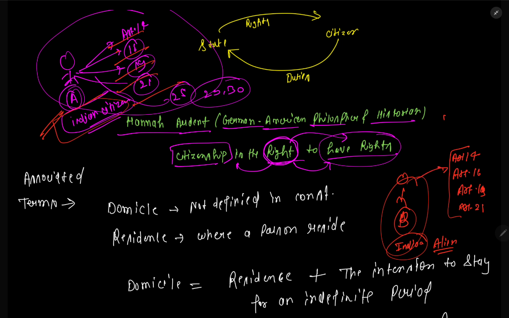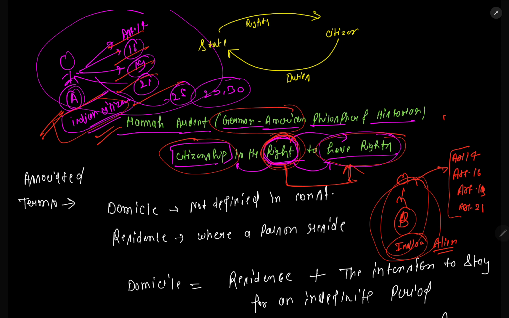No. If you don't have the right of citizenship, you cannot have the rest of the rights. Clear? So the right to citizenship is the window, a right which will help you avail the rest of the rights, or you will be in a position to avail lots of rights after having the right of citizenship. This was the definition given by Hannah Arendt, who was a German philosopher and historian. Clear?